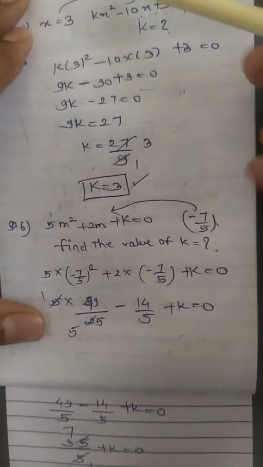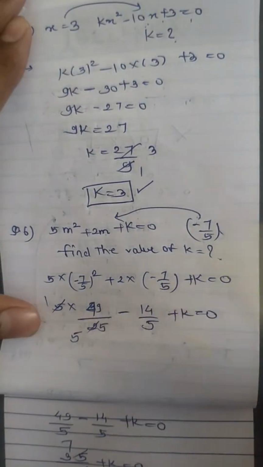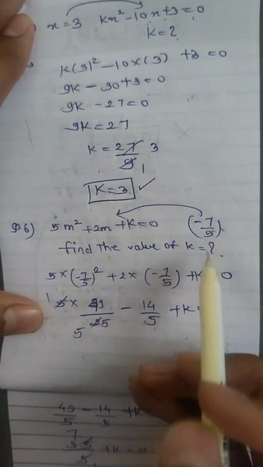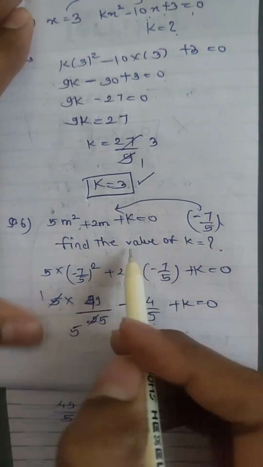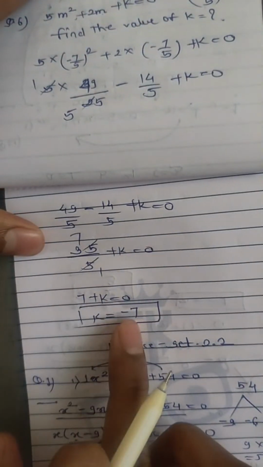In a similar way as we have solved this example, we can solve this one. We just have to put the value of m as minus 7 by 5 in the equation, and solve. After solving that, we will get the value of k to be minus 7.